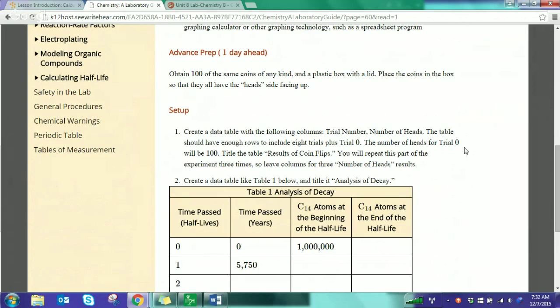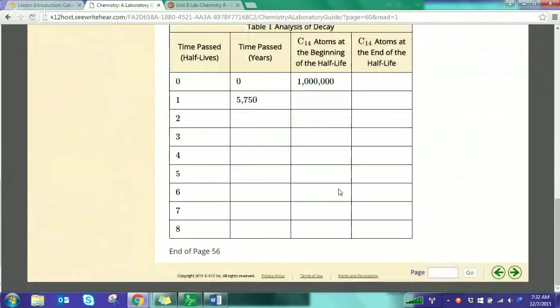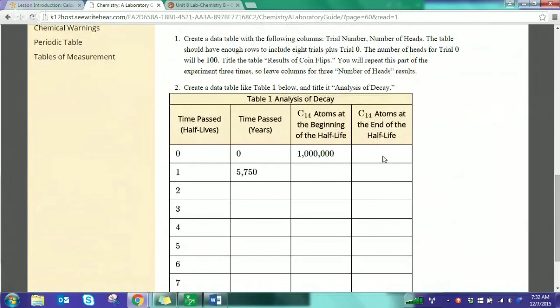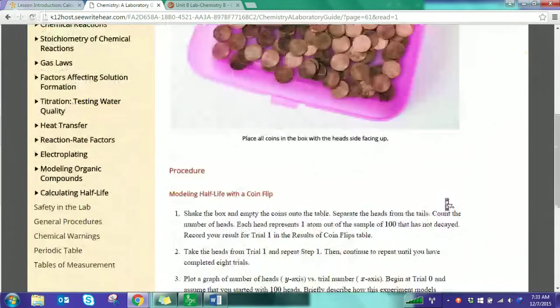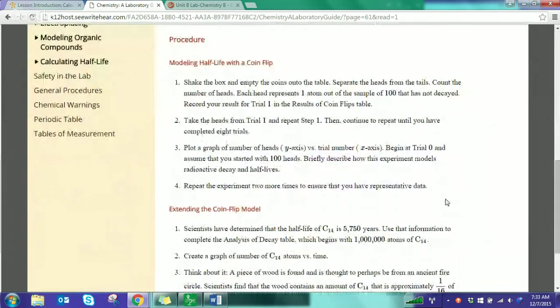All right. And you'll repeat this part of the experiment 3 times to leave columns for 3 number of heads results. All right. So I'm just going to show you one set of this, and then it's up to you to do the rest. And then it shows you this table to do later. We're not going to talk about this table until we're done with our trials. Okay. But making the half-life with a coin flip.